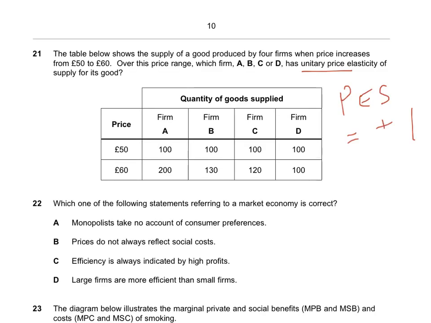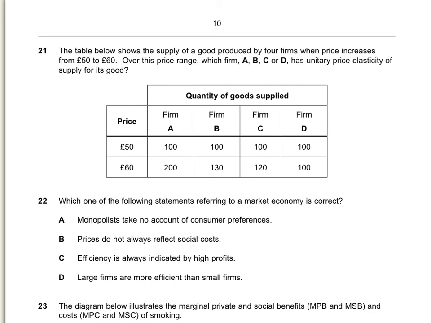Another calculation question. I've underlined the fact that this is unitary price elasticity of supply, so that means we're looking for the firm where the PES equals 1, so again it's another theoretical question. What information do we know already? That there has been a 20% increase in the price as it's changed from 50 to 60, and that's true in every situation. So what we're looking for is an increase of 20% in terms of goods supplied. Don't need to be a major mathematician to work this out. Here's the 20%. So the answer to this question is C.